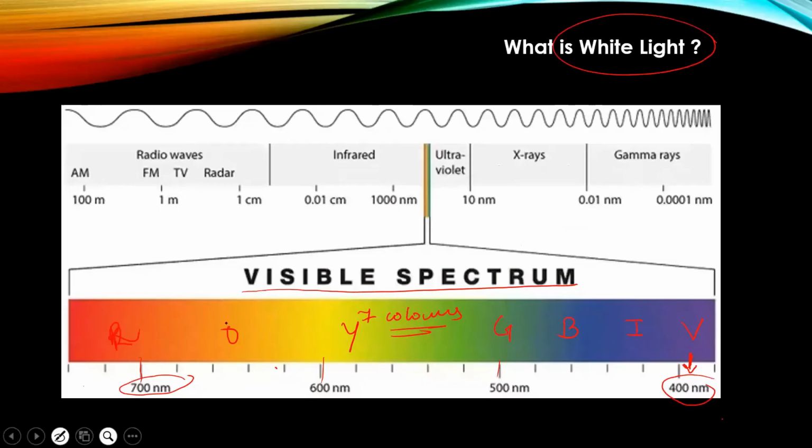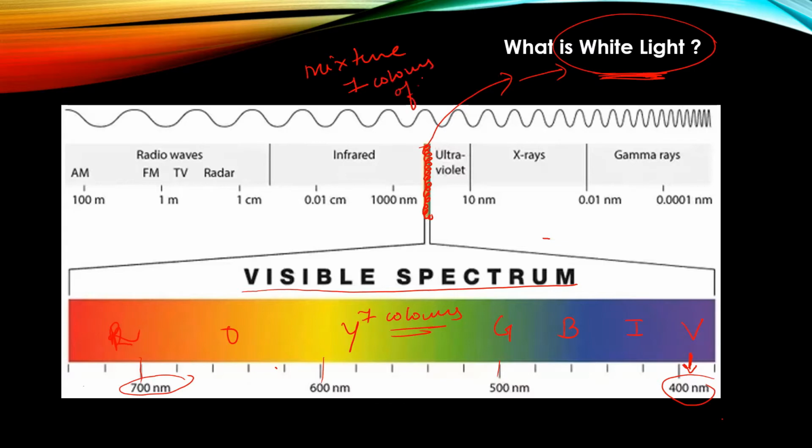When all these 7 colors come together, they make what we call white light. It is a mixture of all these seven colors of light. Each color has a different wavelength. That means this mixture will contain waves of seven different wavelengths. So it is a mixture of seven colors.